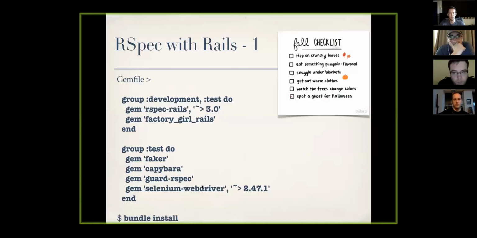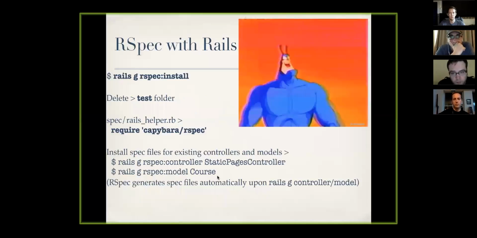That's how the Gemfile is set up, and then bundle install. The next step is you just do rails generate rspec:install. That should install all the stuff for it. If you try to install RSpec in the middle of a project, you're going to have to generate the spec files for all the controllers and models. It's pretty simple too.